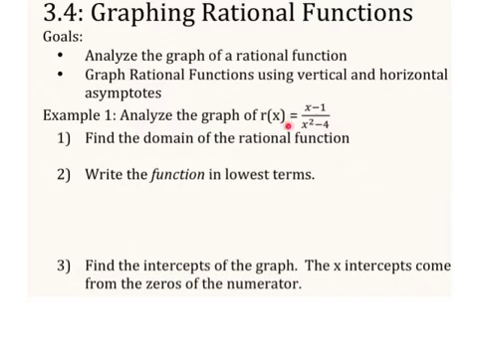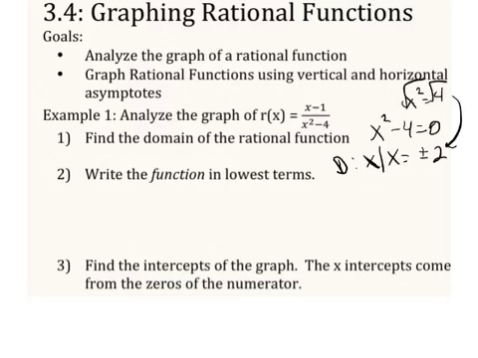There are no square roots, so we don't have to worry about possibly square rooting a negative, which would make something imaginary. But we do have a variable in the denominator, so we do need to worry about the denominator becoming 0. So let's find out when that happens. We say x squared minus 4 equals 0. I would say x squared equals 4, and then square root that, so x equals plus or minus 2. So my domain would be all x's provided that x does not equal plus or minus 2.